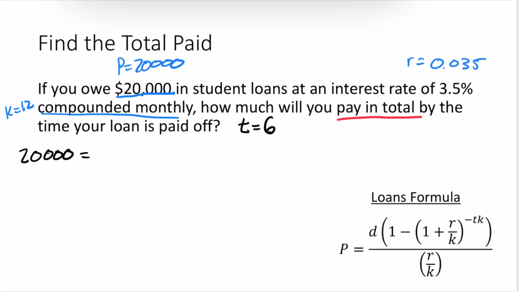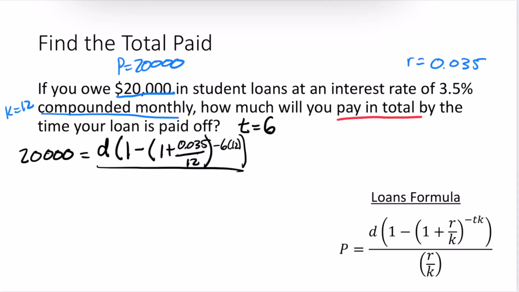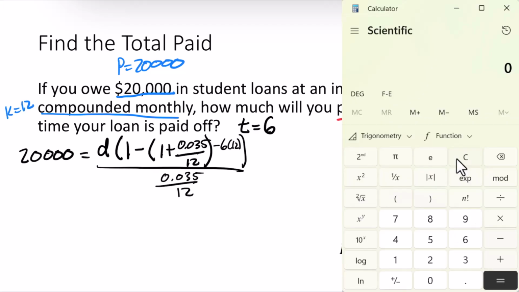So we'll do 20,000 equals the monthly payment times 1 minus 1 plus our interest rate of 0.035 divided by 12 raised to a negative exponent of 6 times 12. And all of that is divided by 0.035 divided by 12. So to simplify this, I'm going to say 6 times 12 is 72. So negative 6 times 12 is going to be negative 72.